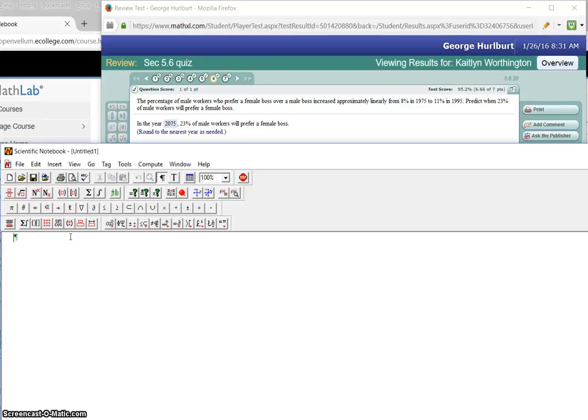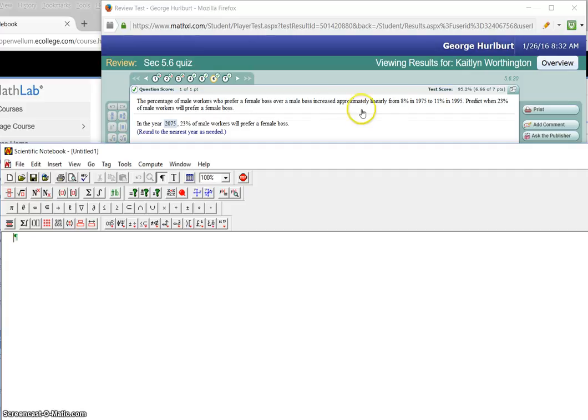Okay, I think this is one of the problems you were talking about. The percentage of male workers who prefer a female boss over a male boss increased approximately linearly from 8% in 1975 to 11% in 1995. Predict when 23% of male workers will prefer a female boss.